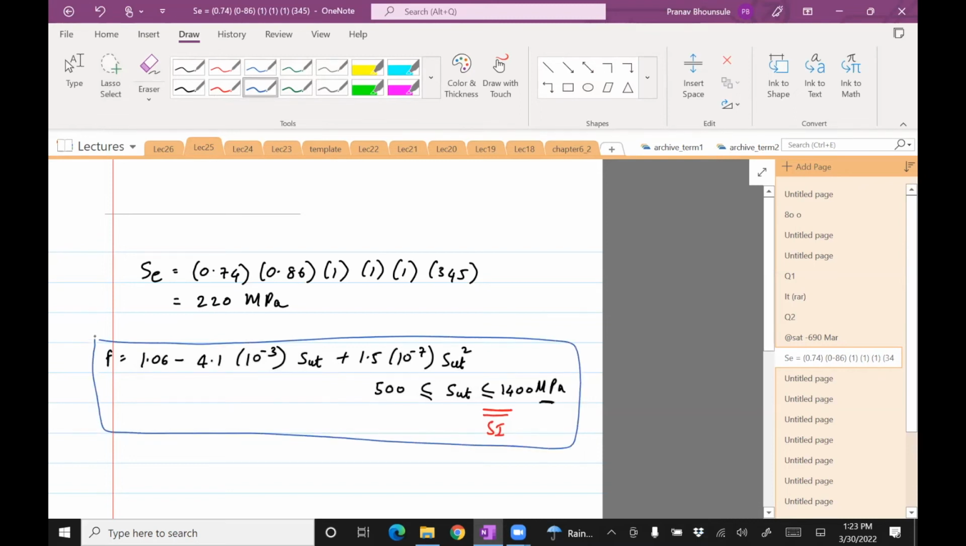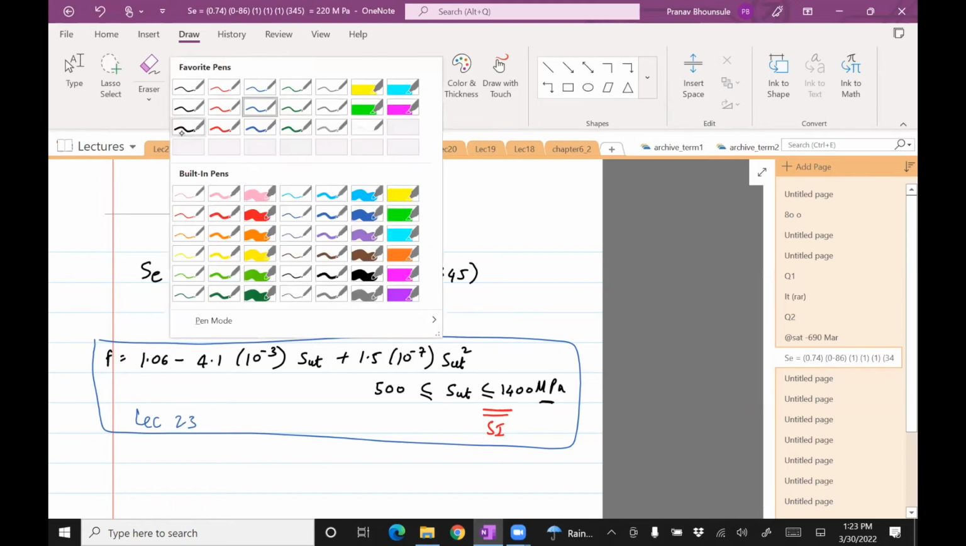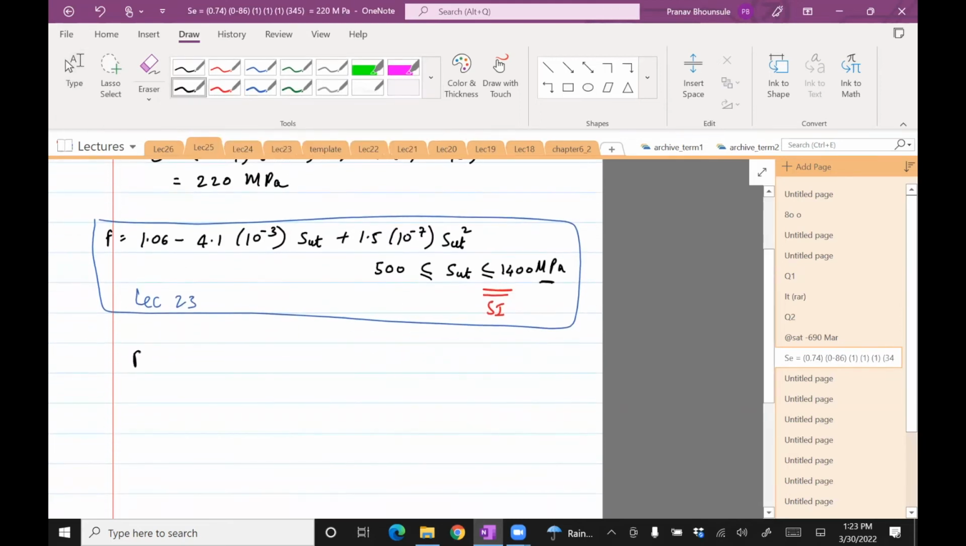Okay, so that's from lecture 23. You don't have to copy that. It's just for reference. But I'm going to use the formula here now. F equals 1.06 minus 4.1 times 10 raised to negative 3 times SUT, which is 690, plus 1.5 times 10 raised to negative 7 times 690 squared. So plugging in those values, you get 0.85.